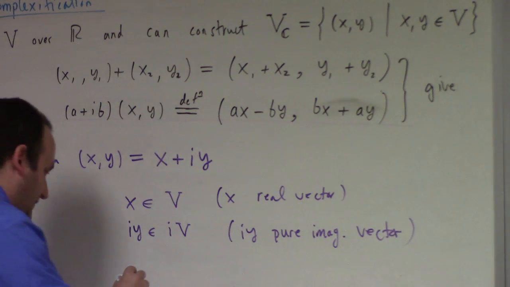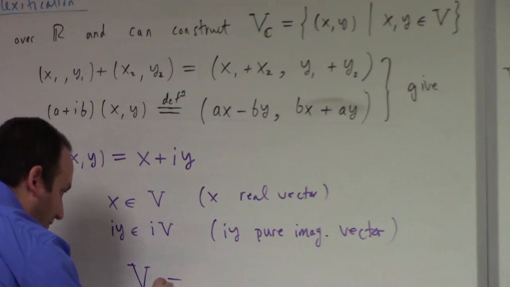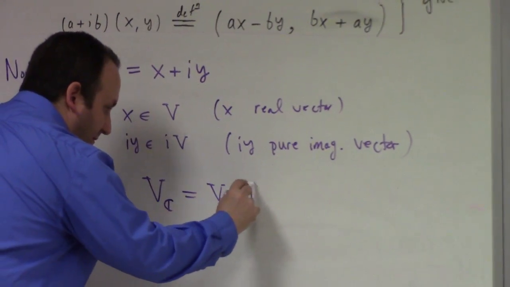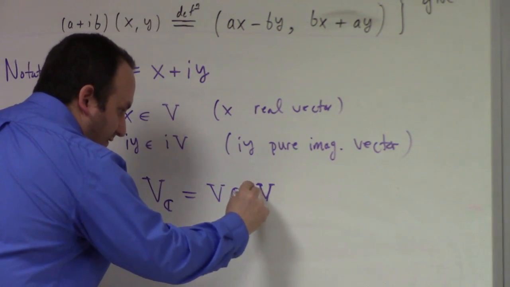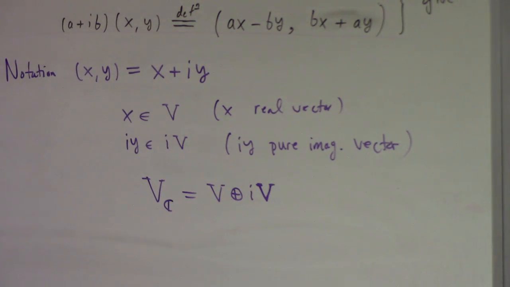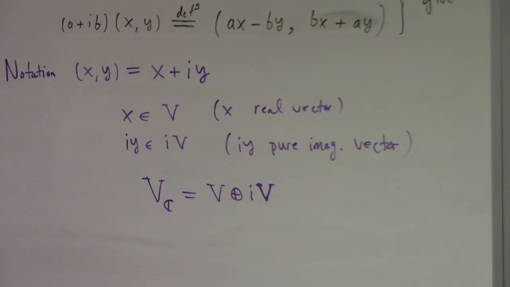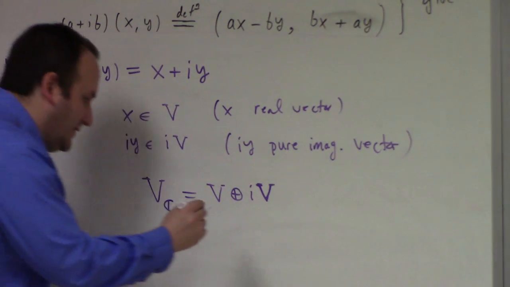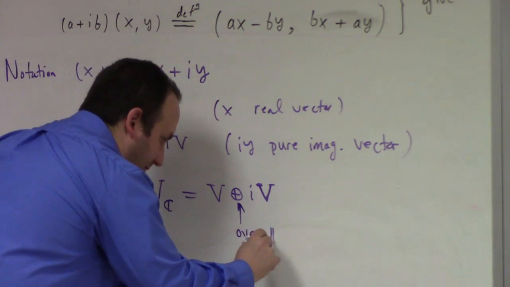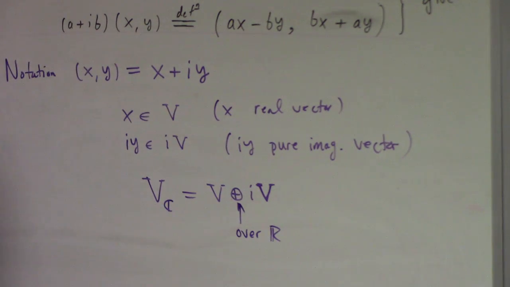You also have a direct sum decomposition. V sub C is equal to the real vectors, direct sum with the pure imaginary vectors. The only thing which is both pure imaginary and pure real is zero itself. So this is, in fact, an honest to goodness direct sum decomposition. The intersection of these is zero, and you can prove these are subspaces. But they're real subspaces, so this is not a direct sum decomposition in the sense of a complex vector space. This is over the reals, technically speaking.